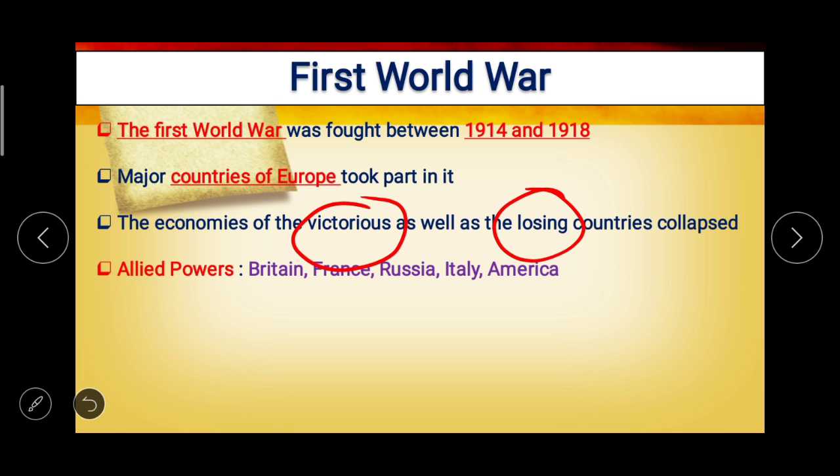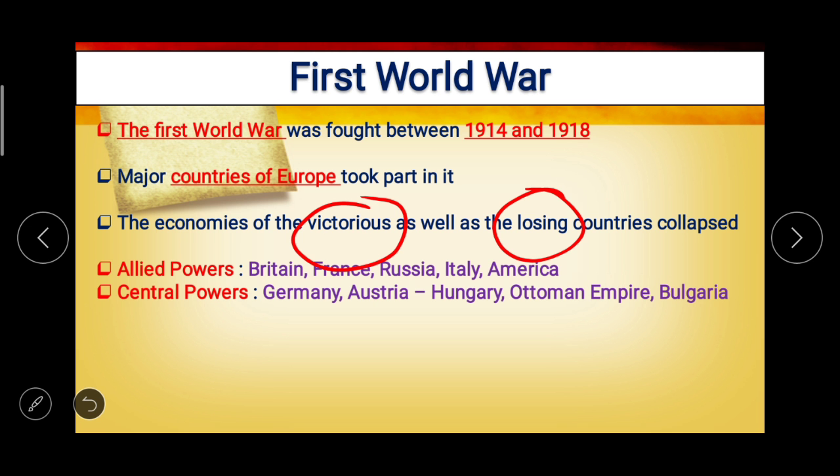And the countries involved in the First World War were divided into two groups: the Allied powers: Britain, France, Russia, Italy and America, and the Central powers: Germany, Austria-Hungary, Ottoman Empire and Bulgaria.